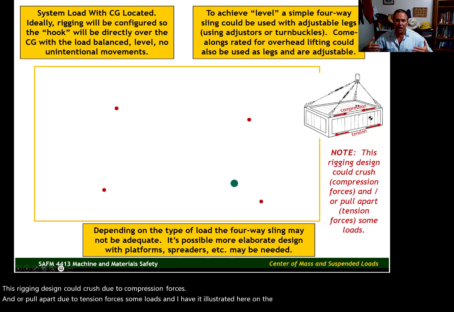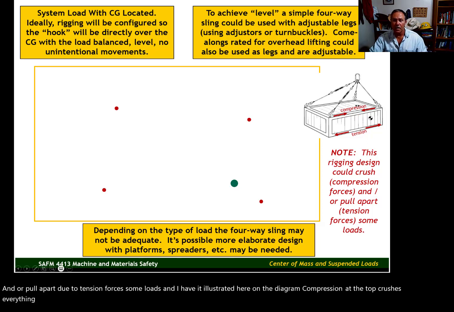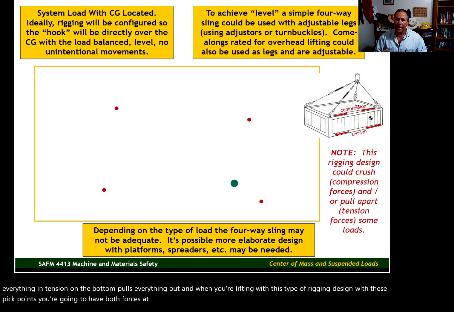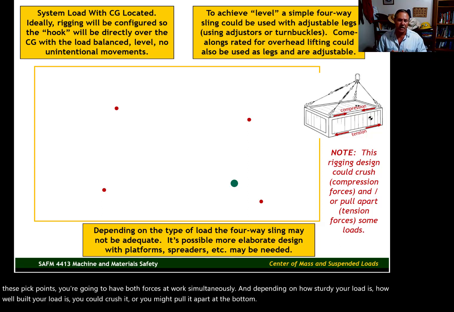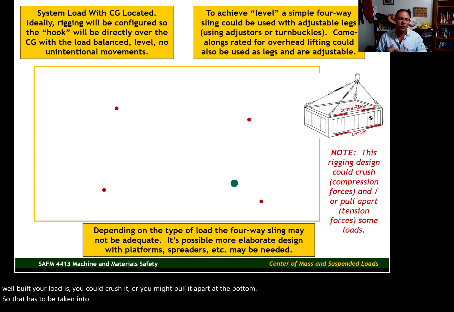You know, compression at the top crushes everything in, tension on the bottom pulls everything out. And when you're lifting with this type of rigging design with these pick points, you're going to have both forces at work simultaneously. And depending on how sturdy your load is, how well built your load is, you could crush it or you might pull it apart at the bottom. So that has to be taken into consideration when you are deciding which rigging system is going to be best for the load that you're lifting.